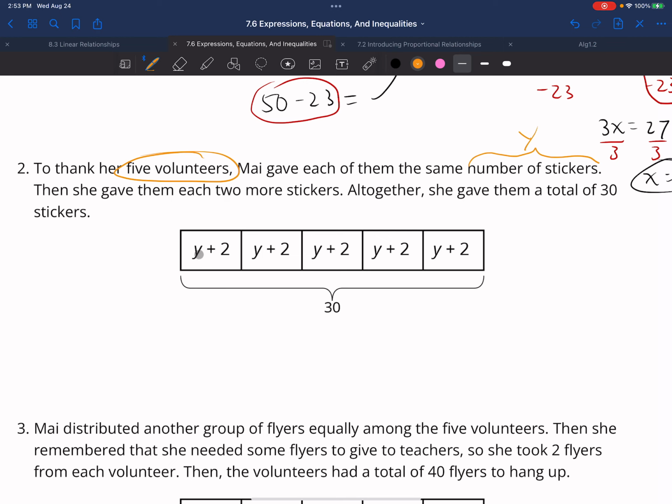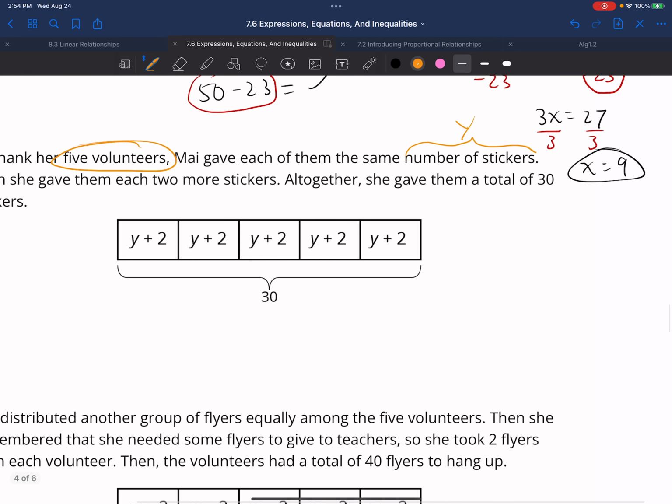So she had tickets, and then what did she do? She gave what? Two more, right? So it's going to be Y plus two, Y plus two, Y plus two, Y plus two, Y plus two. How many Y plus twos do I have? Five, right? So there are several ways that you can represent this.